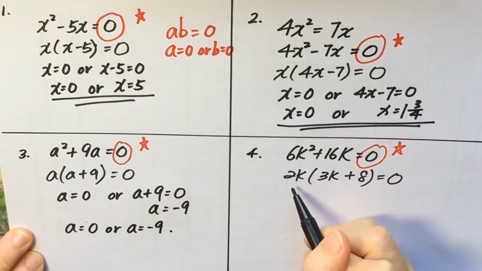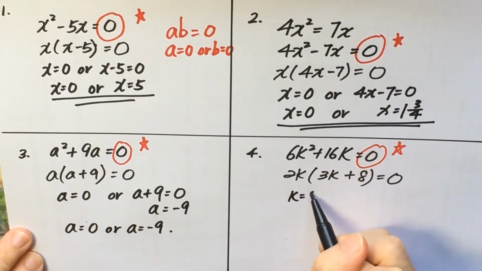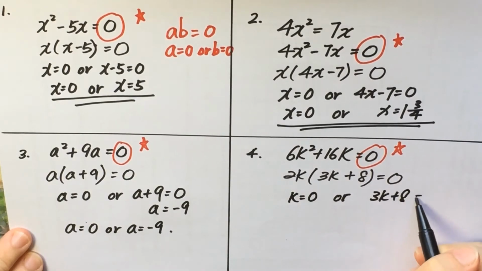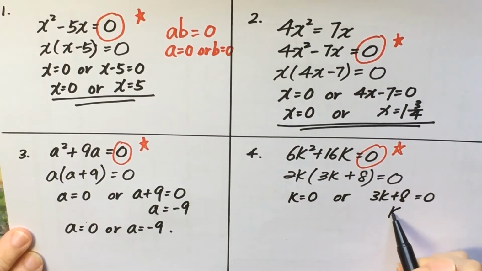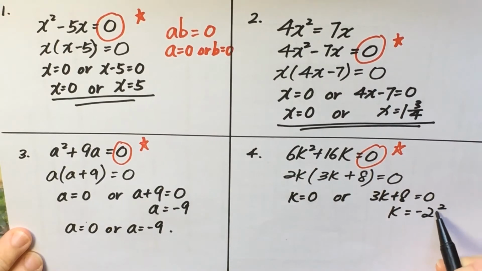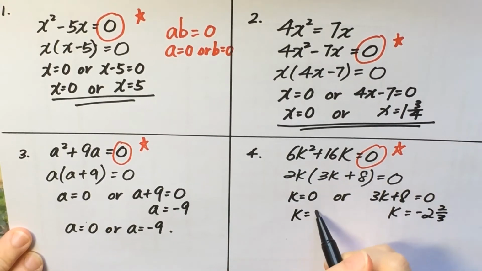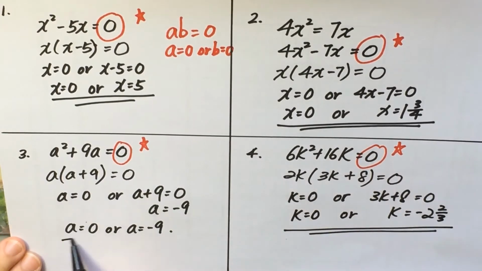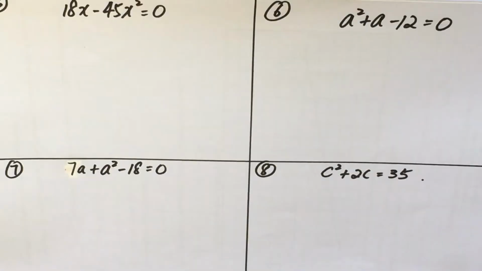Okay, then this one, 2 times k times this is 0. So 2 cannot be 0. So it must be k is equals to 0 or 3k plus 8 equals to 0. So k is equals to negative 2 and 2/3. So the answer is k is 0 or k equals to negative 2 and 2/3. So these are the answers for the 4 questions. Next, we go on to the next 4 questions.